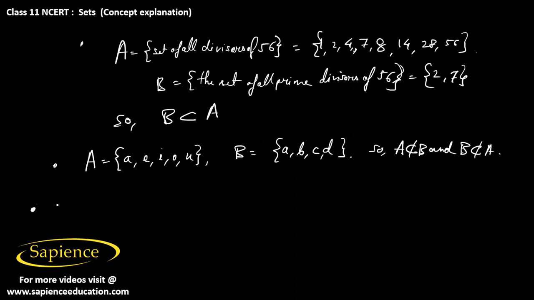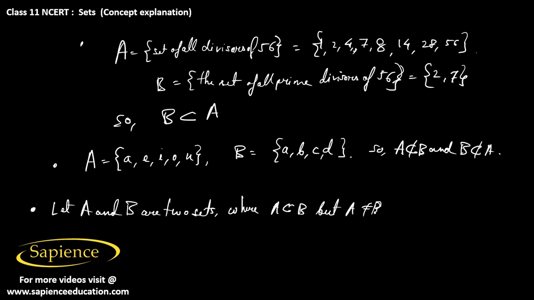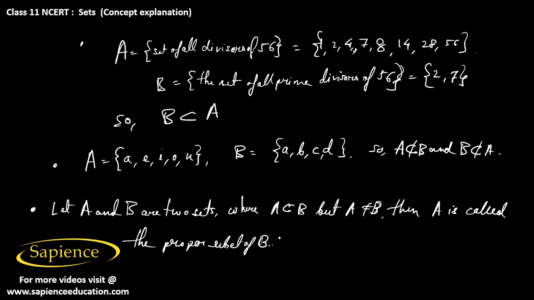Then there is a definition called a proper subset. Let A and B be two sets where A is a subset of B, but A is not equal to B. Then A is called a proper subset of B, and B is called the superset of the set A.